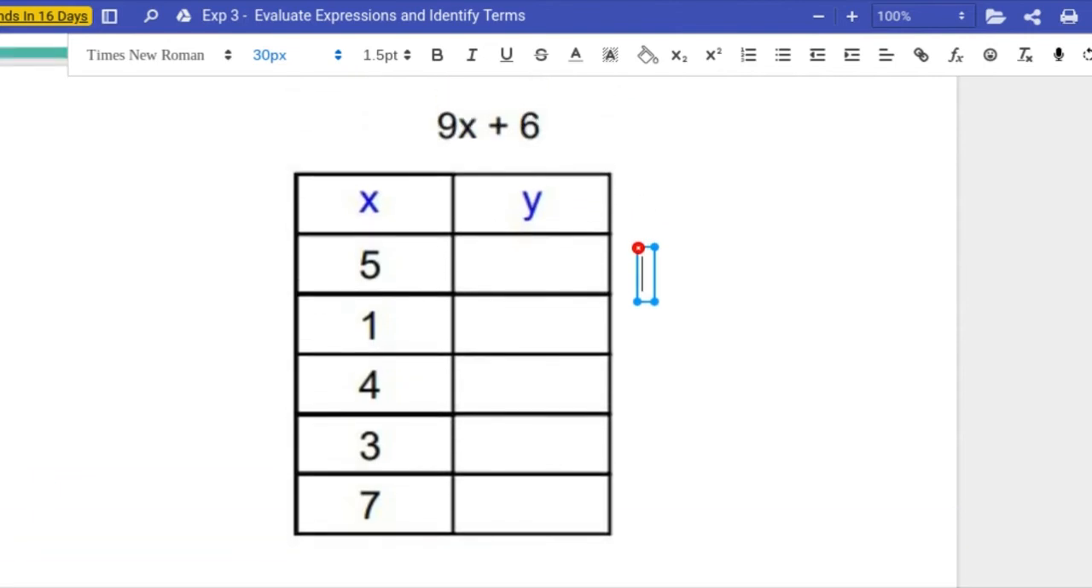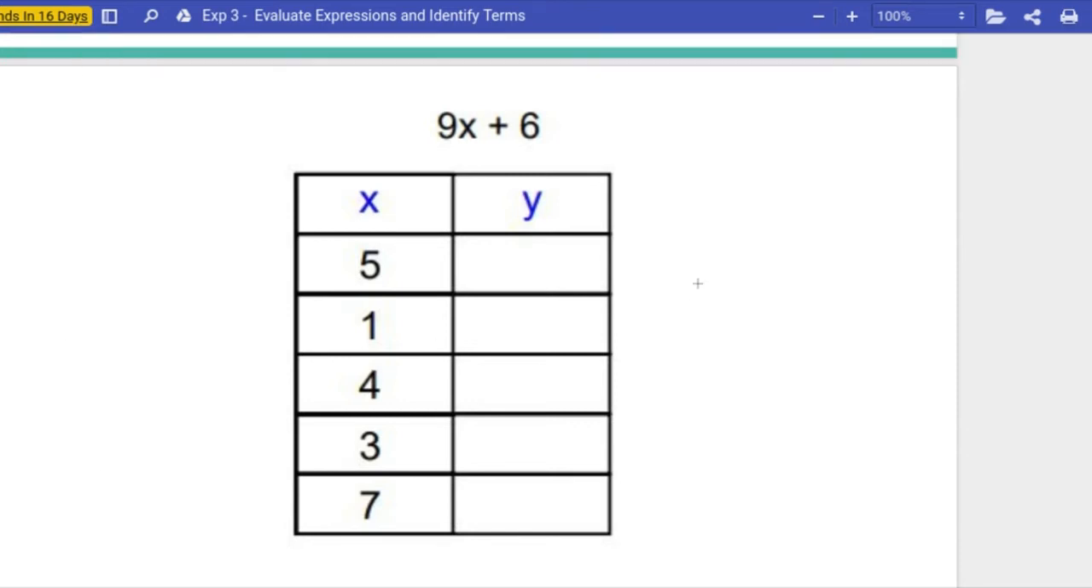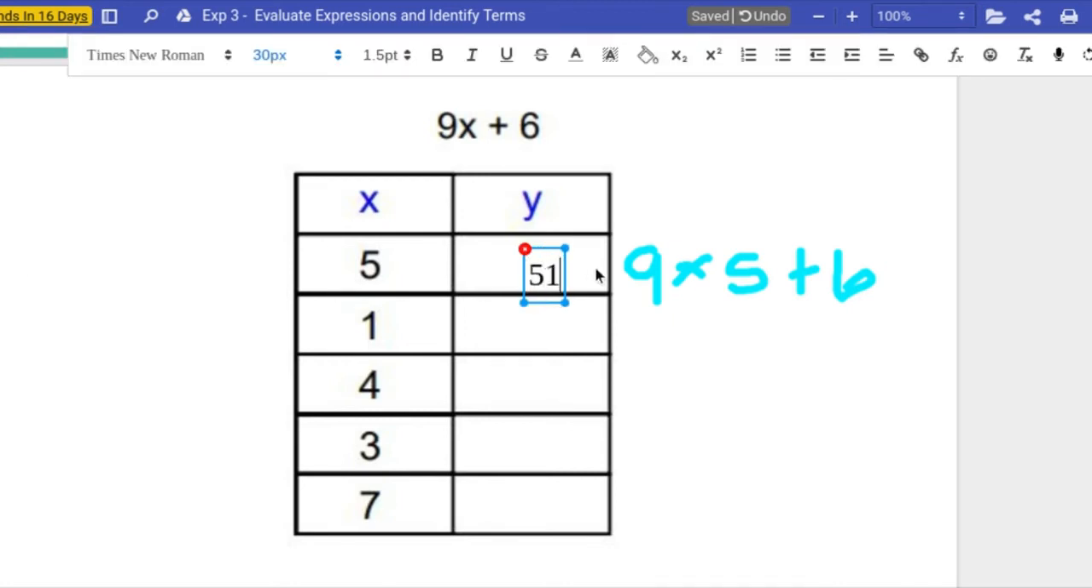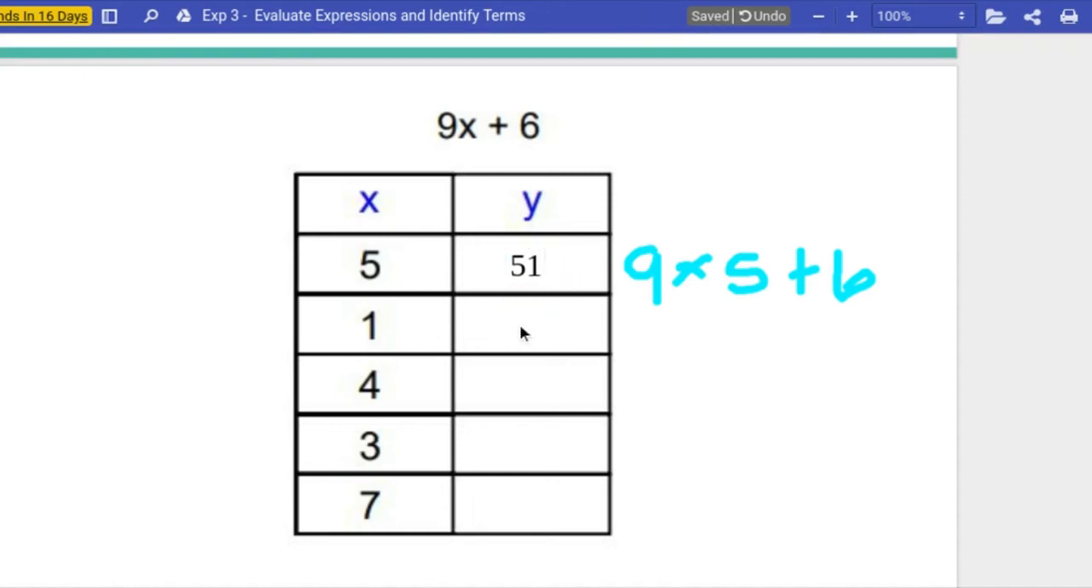So out here to the side, I'm going to substitute 5 in for x, which means I would have 9 times 5 plus 6. We'll try it a different way, I guess. 9 times 5 plus 6. So I'm going to multiply before I add because that's what my order of operations are. So 9 times 5 is 45, plus 6 would be 51. So I would type in 51 because when x is 5, that expression is worth 51.